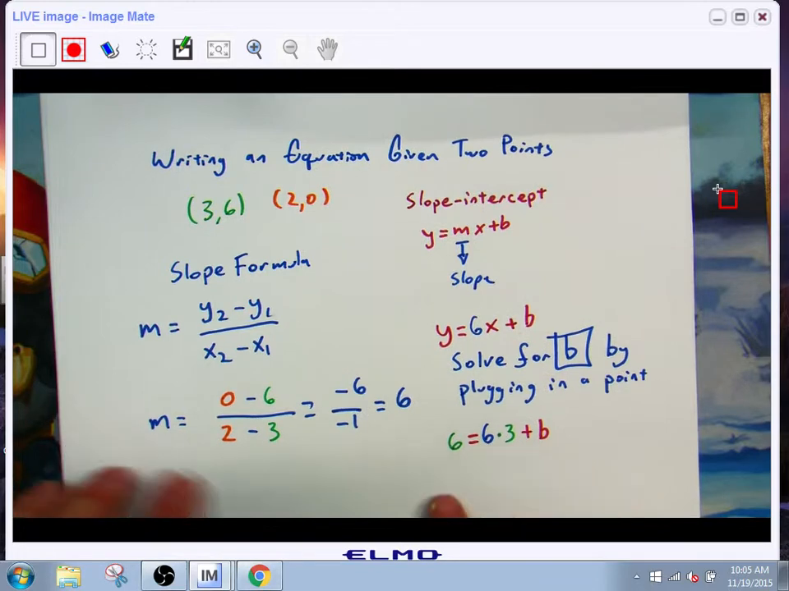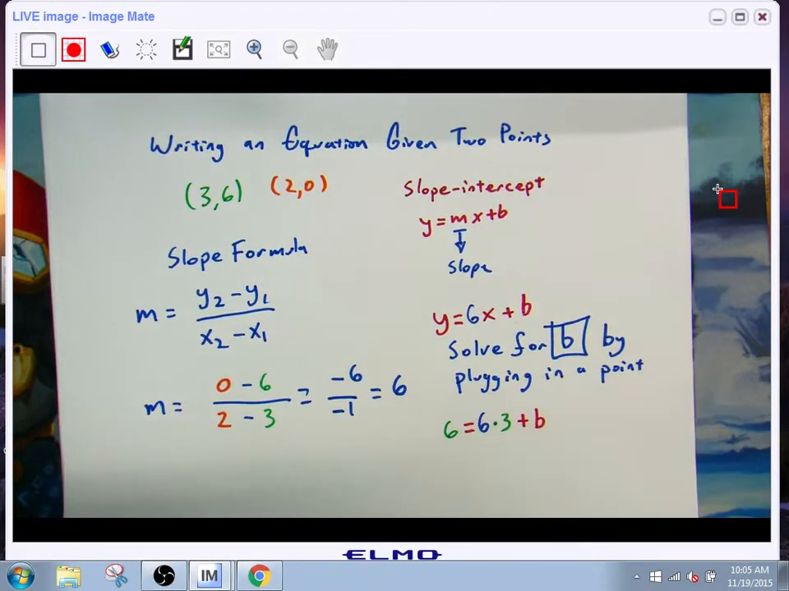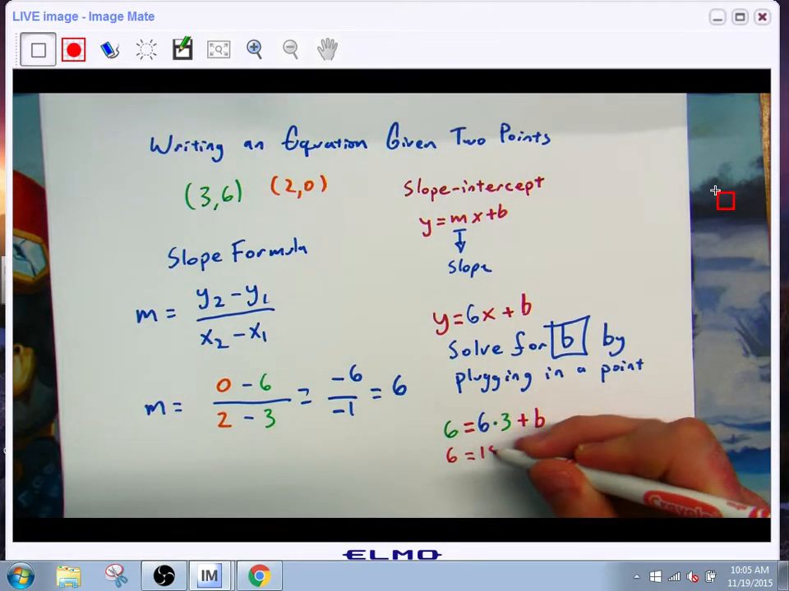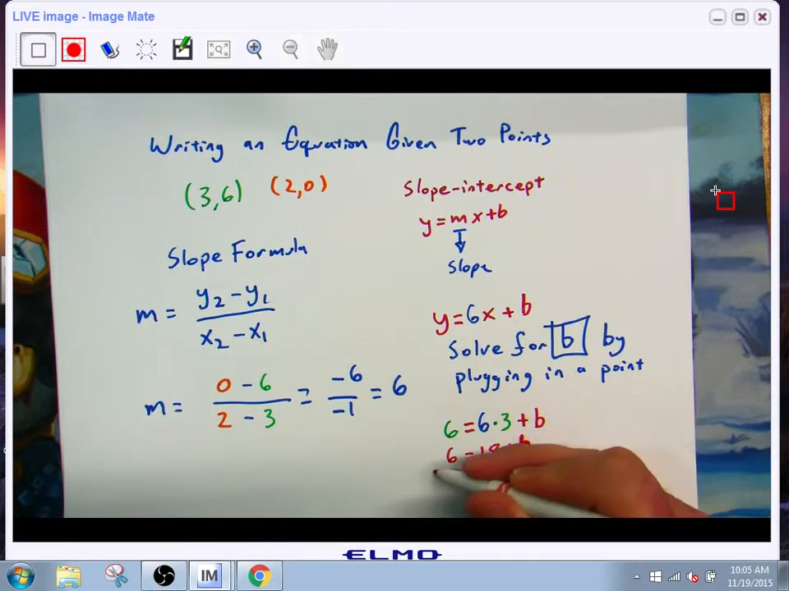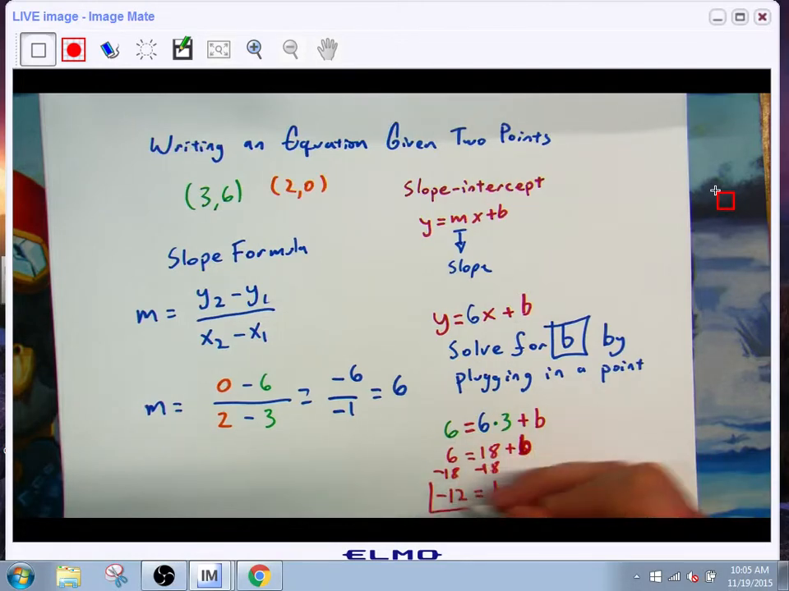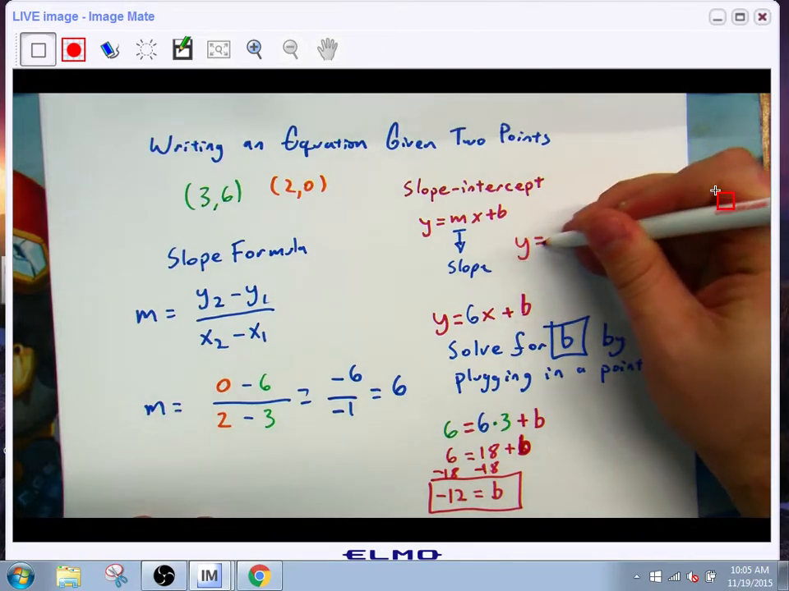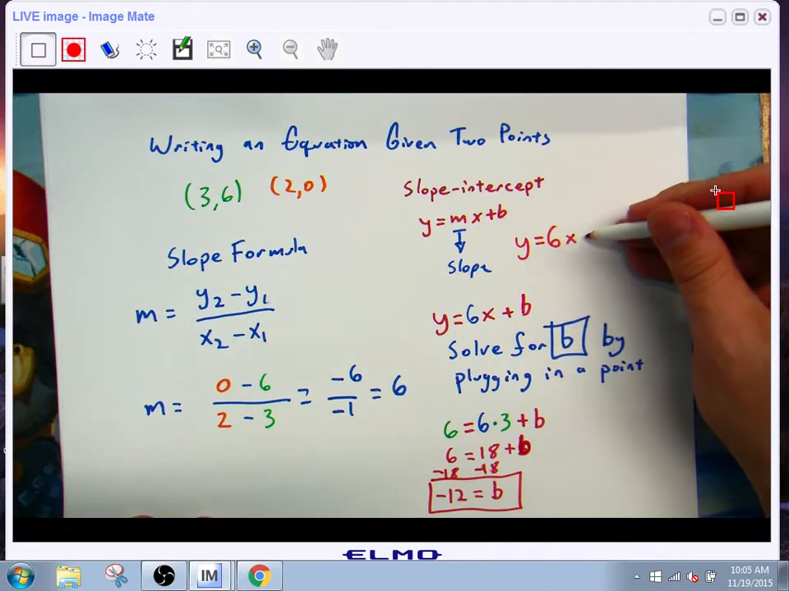Now I have an equation. I'm only missing one variable. That variable is b, so I can start to solve it. And that's exactly what I'm going to do. So 6 equals 6 times 3, which is 18, plus b. I'm going to subtract 18, and I end up with negative 12 equals b. I have found my b. So now I just need to write my equation. My equation is going to be y equals, my m is 6, x, my b is negative 12, minus 12.